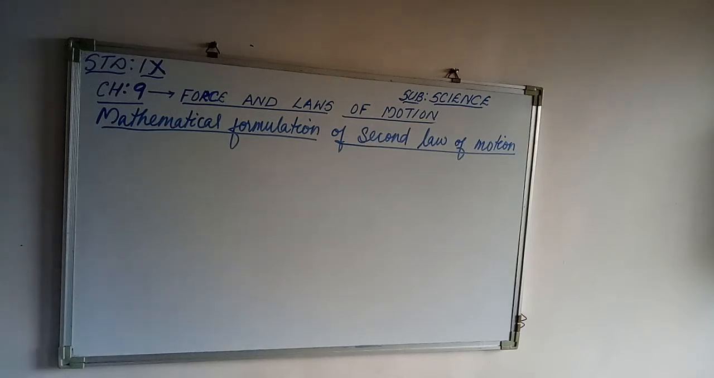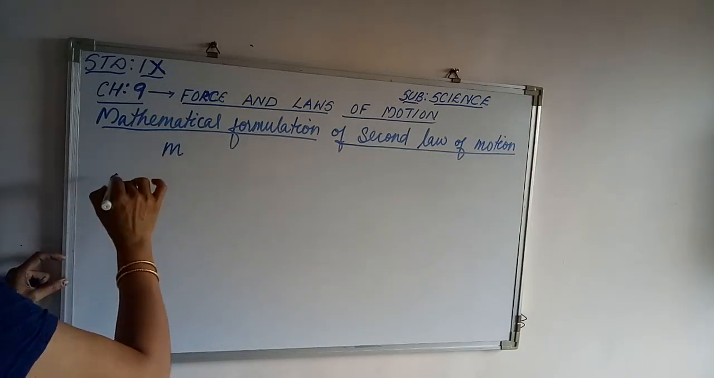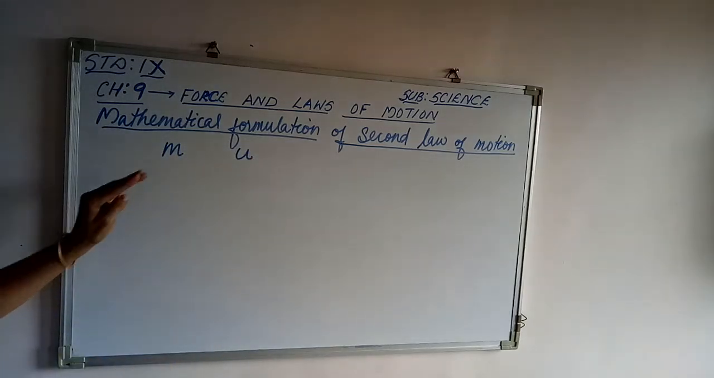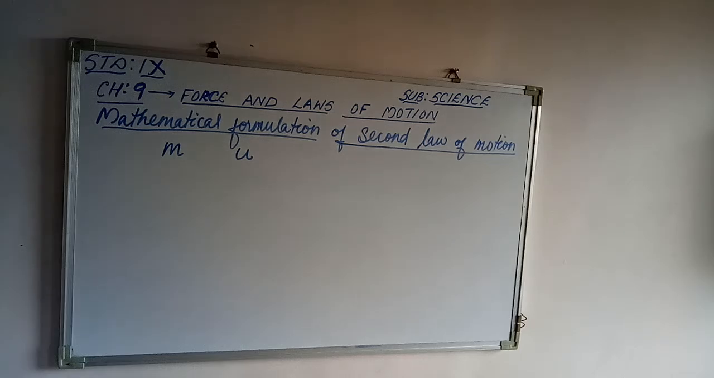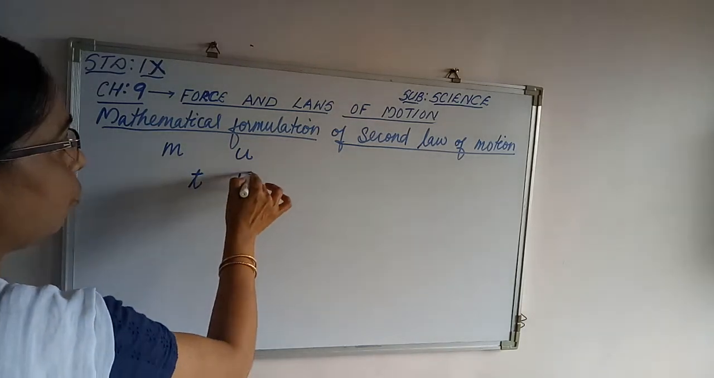Consider an object of mass m moving along a straight line with an initial velocity u. M is the mass and the initial velocity is u. It is uniformly accelerated to velocity v in time t. That is, after a time t, the velocity of the object changes to v.